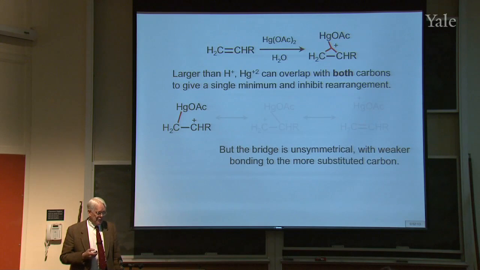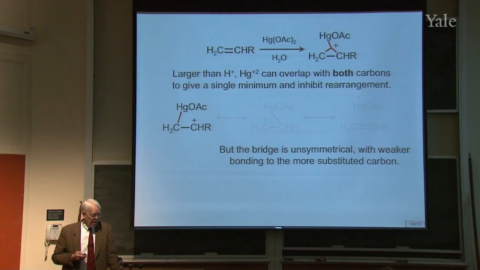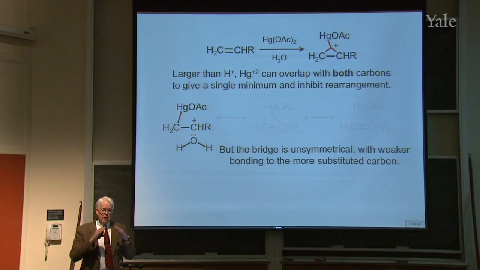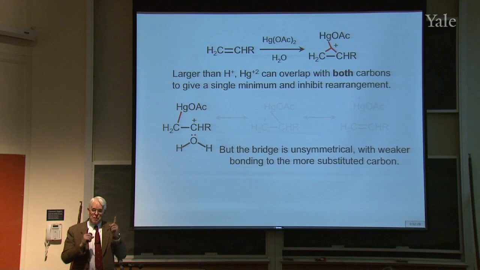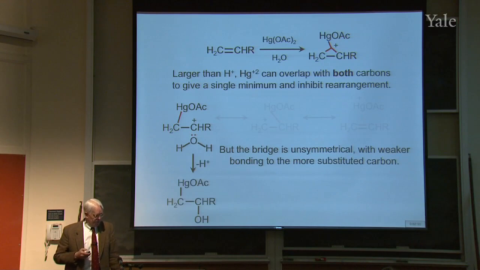The bond on the left, the red bond shown here, is stronger. So when the nucleophile comes in the second stage of the reaction, when the water comes in, it attacks that cation, not the other one. If it were symmetrically bridged, you would think that it could attack both of them, right? Maybe 50-50. But in fact, it attacks that one. So it gives this product.